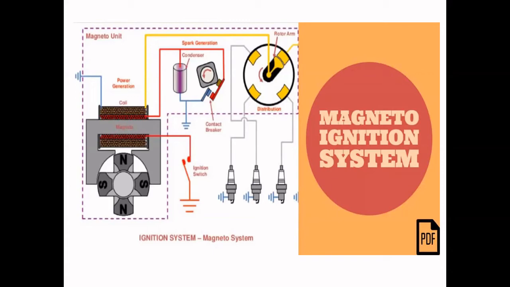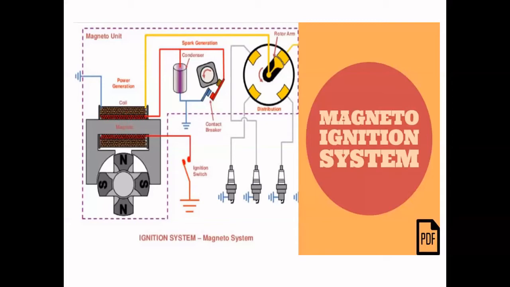As the contact breaker opens, the magnetic field produced by the magneto collapses and the current starts flowing through the condenser or capacitor, and the condenser is charged. Once the magnetic field has collapsed because of the opened contact breaker, the current starts flowing back to the magneto, and a higher voltage is produced due to the collapsing of the magnetic field, and this goes directly to the distributor with the help of the cam.